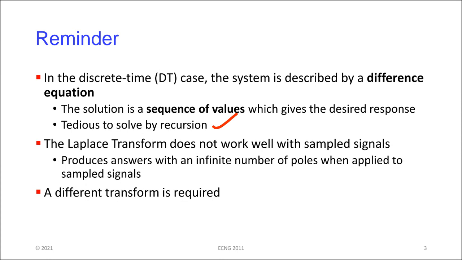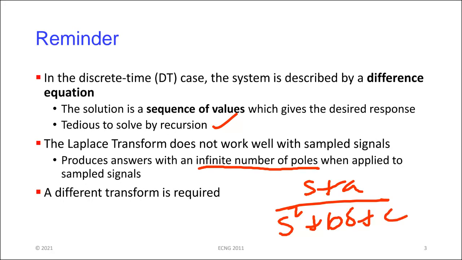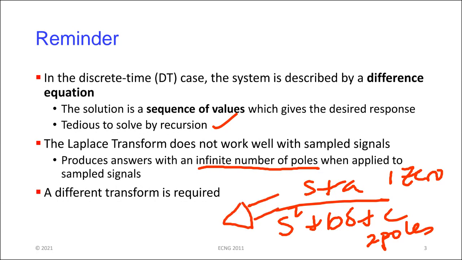The tools that we had before wouldn't work. The Laplace transform does not work well with sampled signals, right? In fact, when you try to work the Laplace transform with sampled signals, what you get are answers that have an infinite number of poles. You remember in our normal continuous time system, if you have something like s plus a over s squared plus bs plus c, for argument's sake, something like this is going to have one zero and two poles.